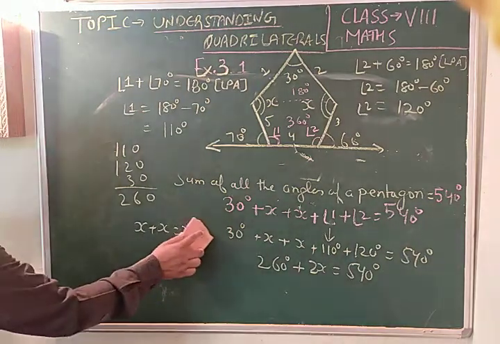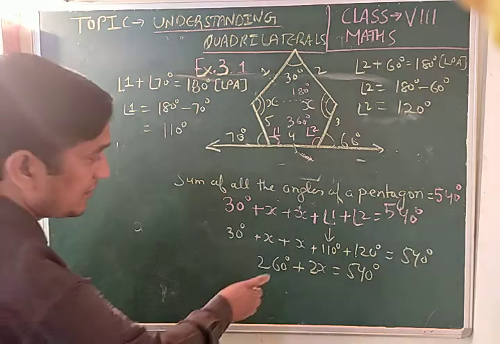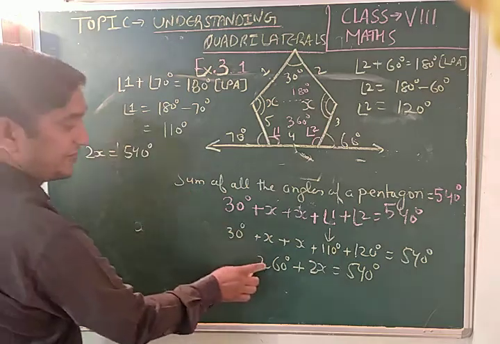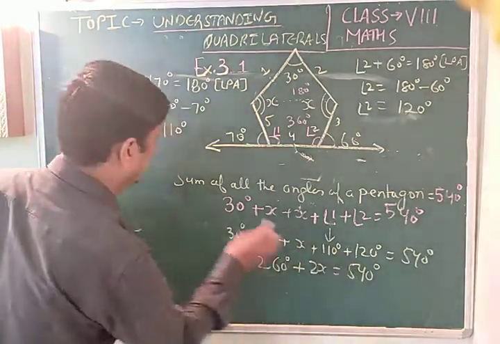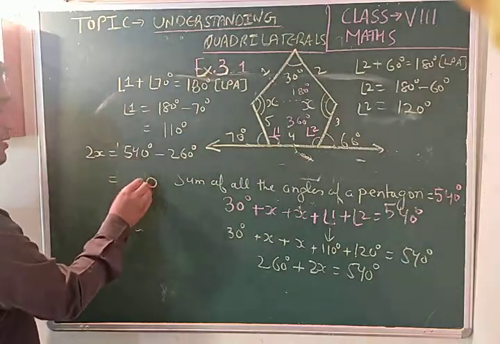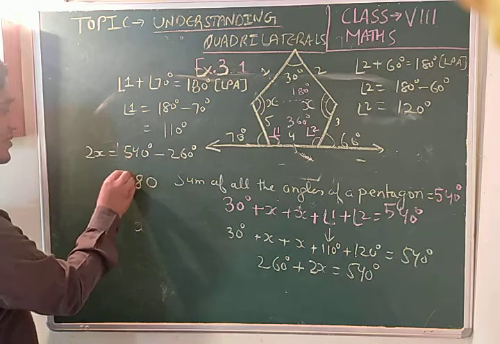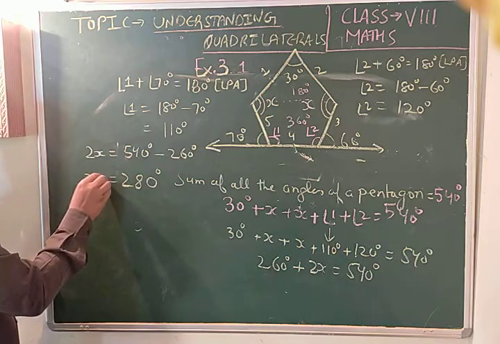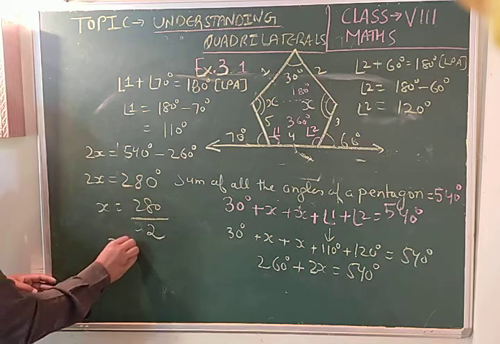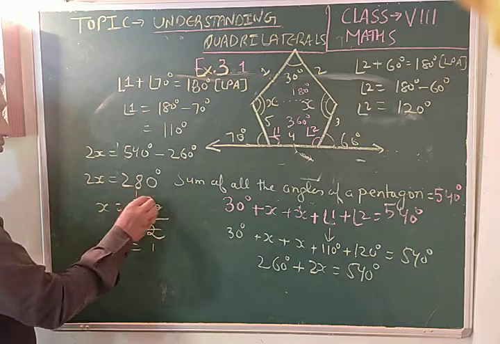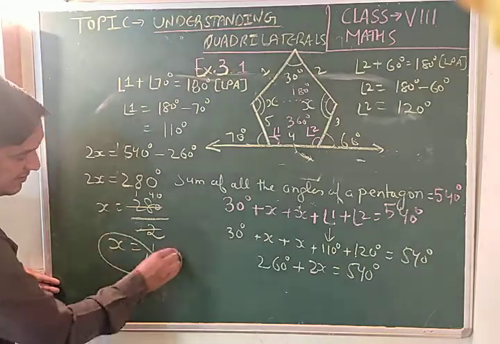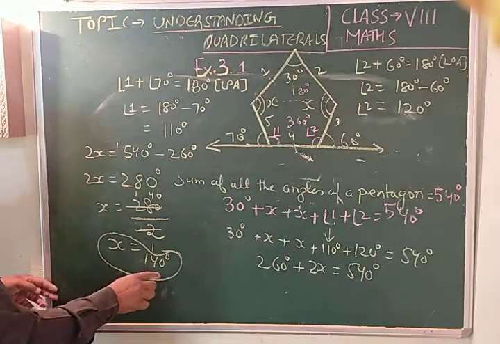Then transpose 540. If this 260 goes from left to right, it becomes minus 260 degree. Then subtract, it becomes 280 degree. So the value of x is 280 upon 2. So x is equal to 2 ones are 2, 2 ones are 2, 2 fours are 8, 140 degree. So children, x is equal to 140.